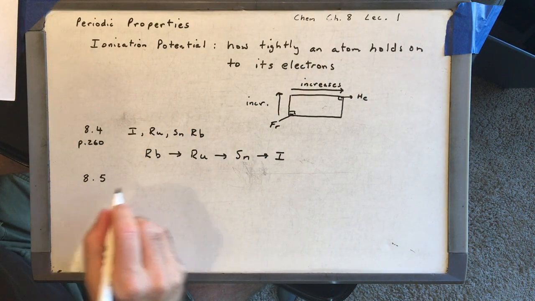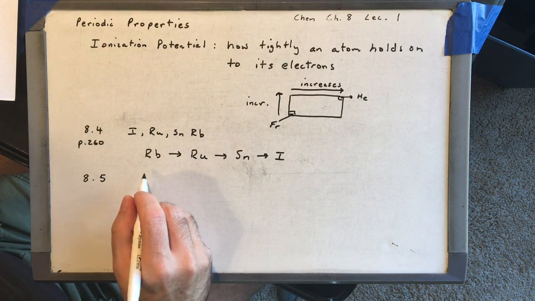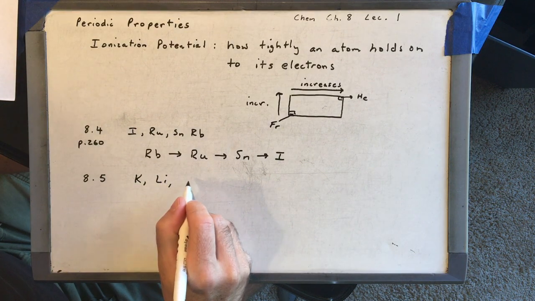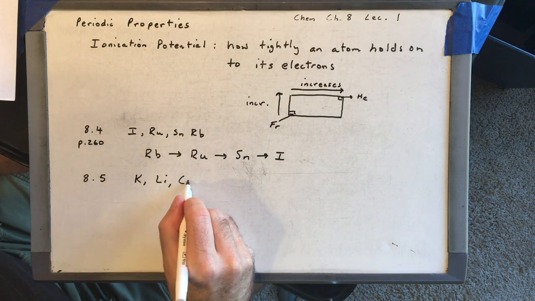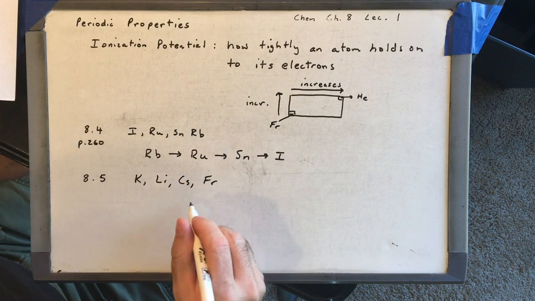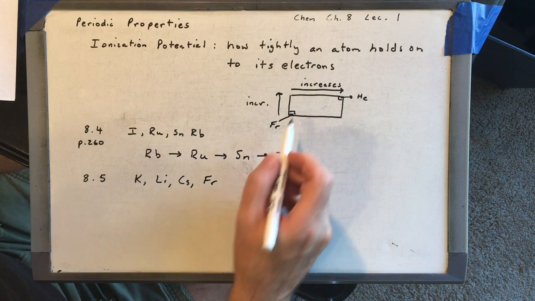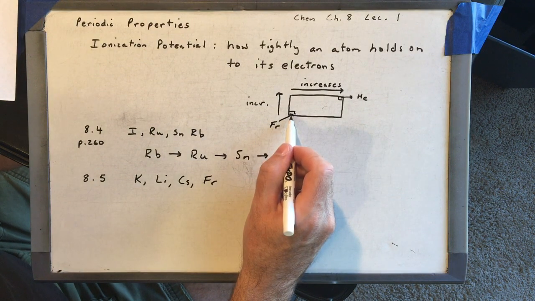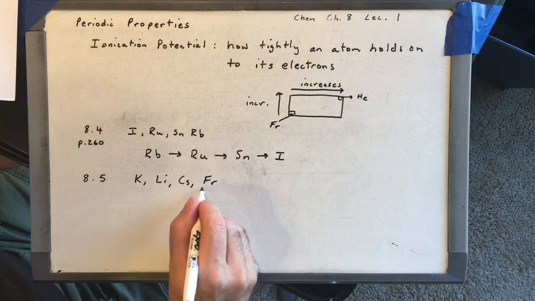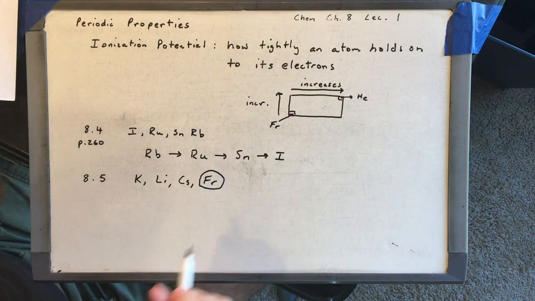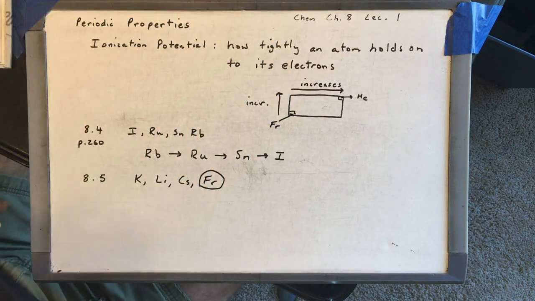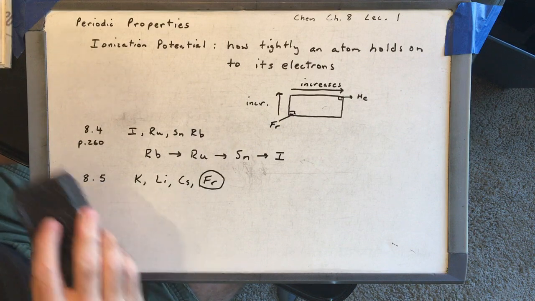Let's look at 8.5. So we're given potassium, lithium, cesium, and francium. And we want to know which most readily gives up its electrons. Well, francium's in the lower corner. It has the least ionization potential. It holds the least tightly to its electrons. So it would be francium. All right, pause video if you need to, and we'll go on to the second periodic property.